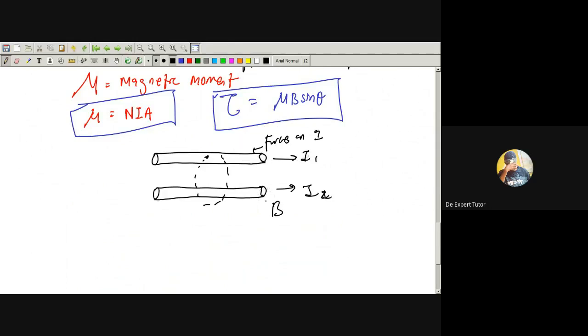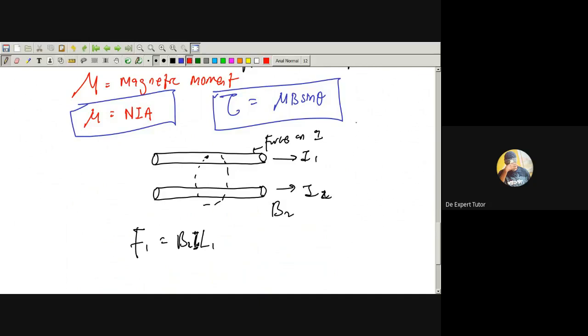So how do we calculate force 1? F1 will be equal to, remember, BIL. So what type of B will you use? You will use B2, I1, L1. Please don't forget this, because that force is as a result of the magnetic field created by the second conductor. So B2 I L sine theta. But what is B2? You will learn this from Ampere's law.